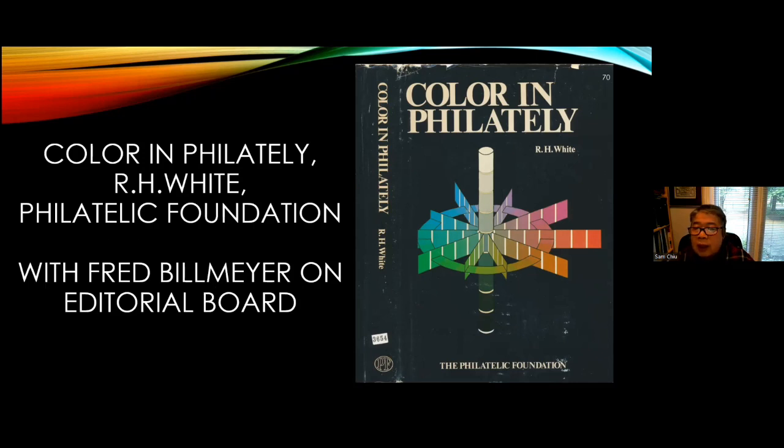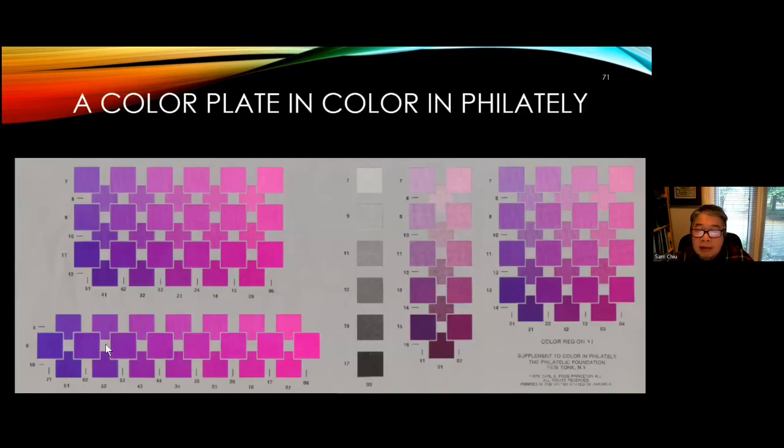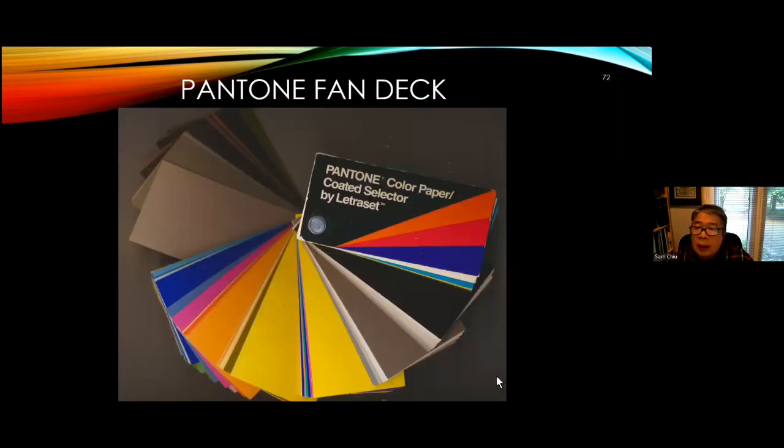It's actually pretty good, but sometimes it's too involved for the regular collector to be reading, because it is a big book. And in there are even more chips of how they define color. This is what they call their system to define color, and this is what the Philatelic Foundation uses. And you may have heard that Pantone is a universal color name system, where, from matching paints to colors to textile, you would have this Pantone color paper deck that you could buy.